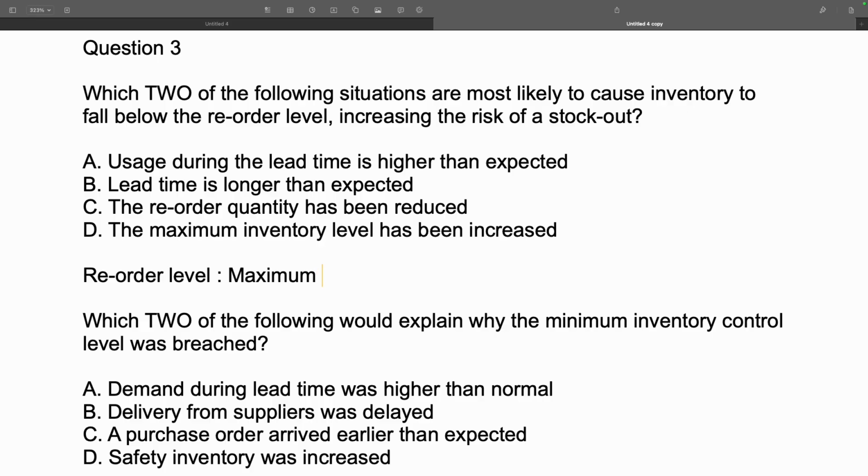So you should have maximum usage times with your maximum lead time. Alright, that is going to be your reorder level. Now, in this question, great, maximum usage, maximum lead time. So based on this, you do need to answer which 2 are the ones that caused the issue.